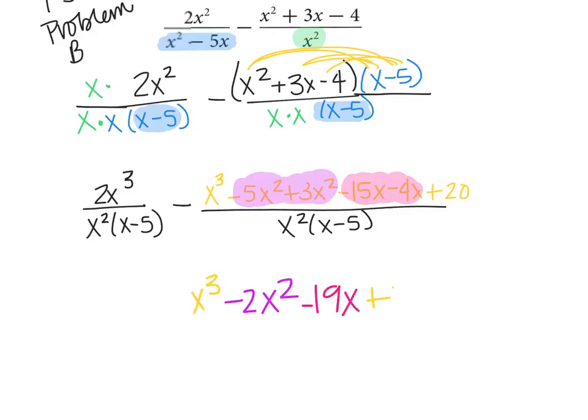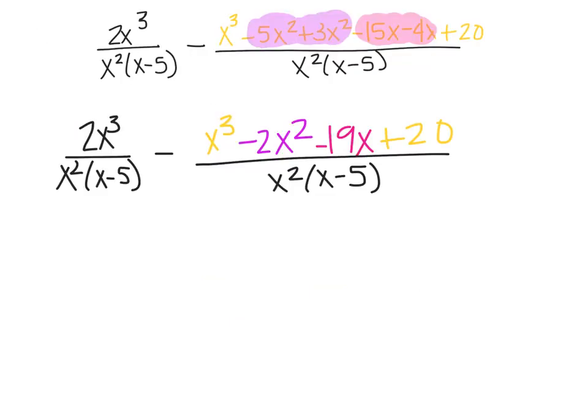We can't combine our plus 20 with anything. So now we're just going to bring everything else down. And I'm at the point now where all I have left to do is combine these 2 fractions together. Well, since this is a subtraction problem, I want you to remember that if you are subtracting, what that really means is that there is a negative 1 here, and you're multiplying that entire numerator by negative 1.